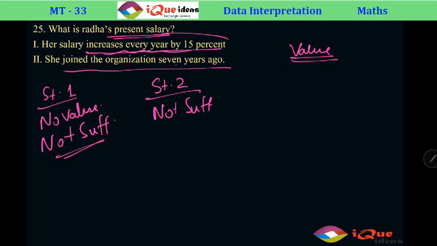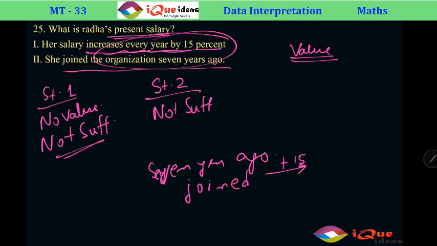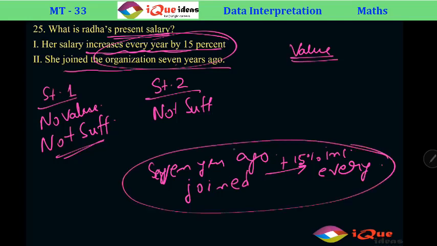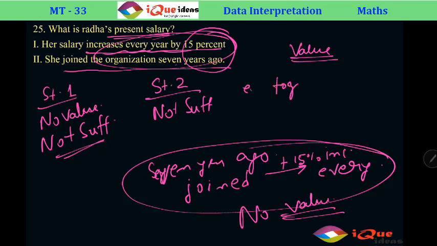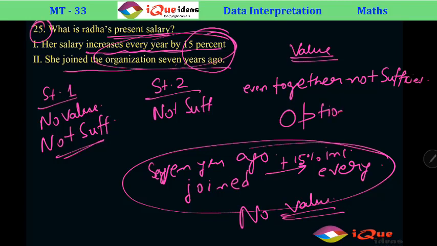What if I combine both the statements together? Read it carefully. So 7 years ago she joined, and then after that every year a 15% increase. But this situation also does not give us any value. So still no value. That means we cannot comment on the present salary of Radha. That means even after combining, no answer. So even together, not sufficient. What does it mean? Go back and check. It was option D. That was the correct answer. So answer of question 25 will be option D.